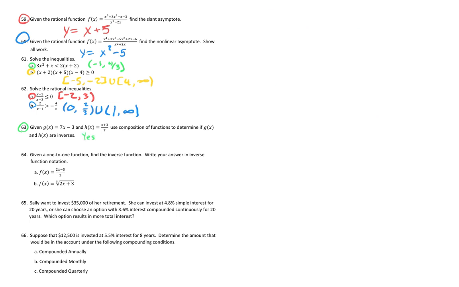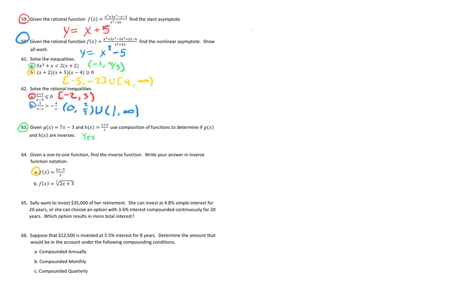Okay, 64. Starting with A, we're going to find the inverse functions and write an inverse function notation. So generally there's sort of two different approaches, but they're the exact same really. One of them is we say let's swap x and y. The other one is let's solve for x. So what I'm going to do is take this equation that we have, f of x equals 2x minus 5 over 3, and I'm just going to swap the two.